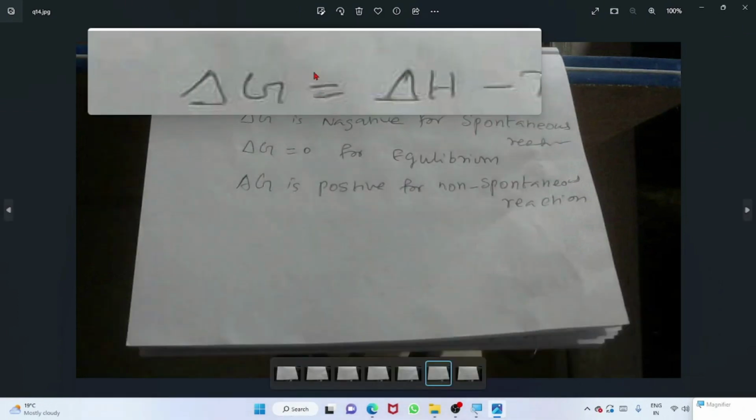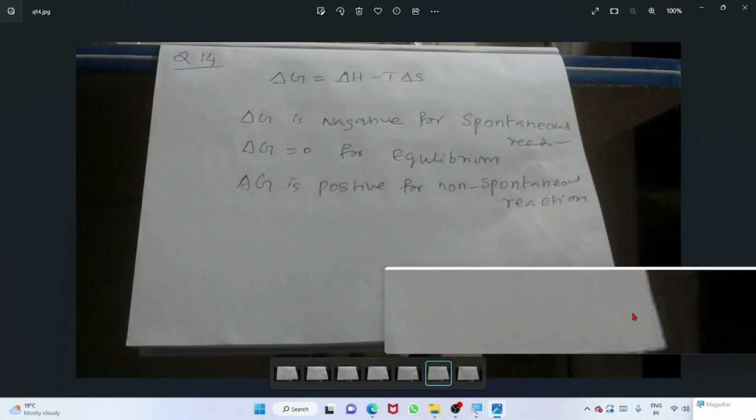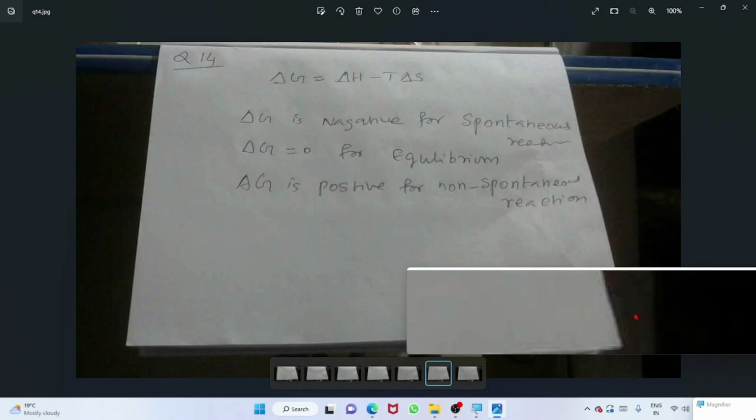See here, this is the equation: delta G equals delta H minus T delta S. Delta G is negative for the spontaneous reaction. Delta G equals 0 for an equilibrium state. Delta G is positive for the non-spontaneous reactions.